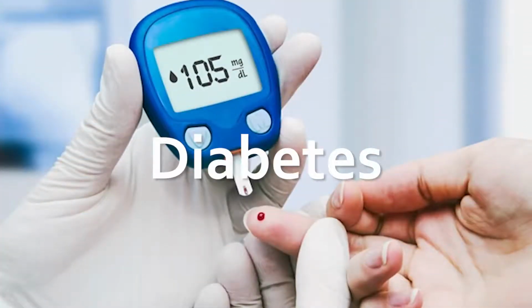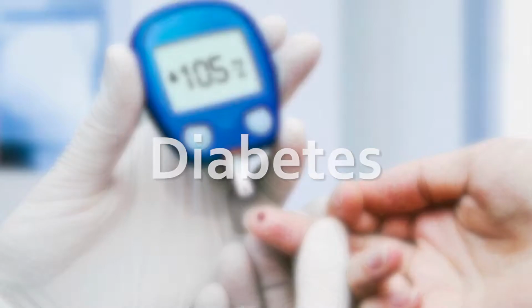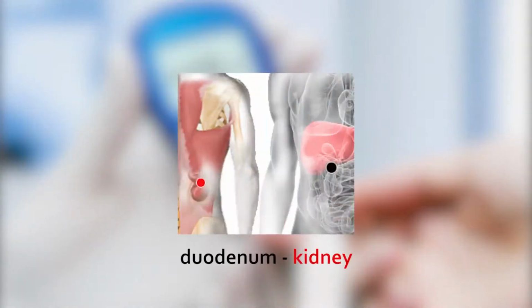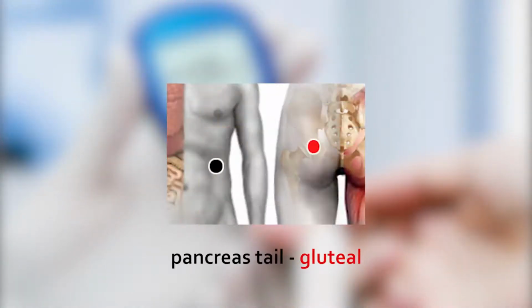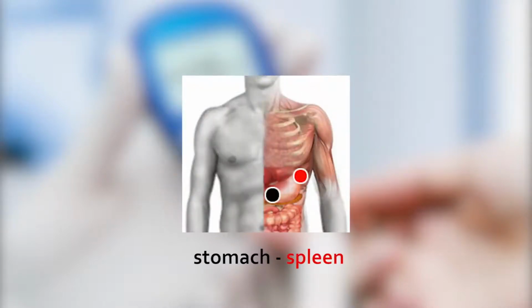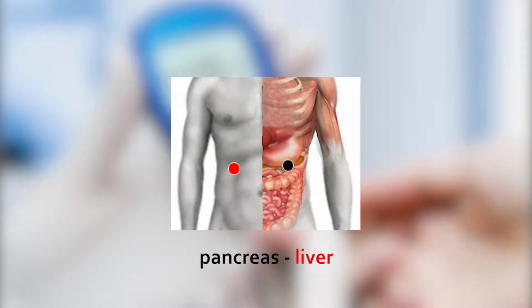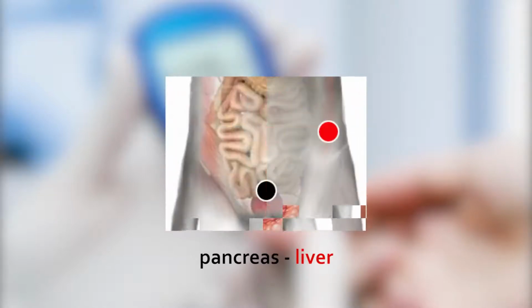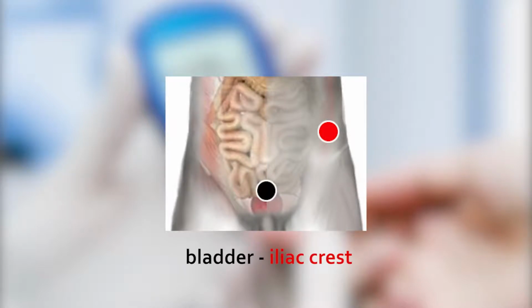Diabetes can also be associated with being overweight. In that case we can apply duodenum, kidney, or tail of pancreas, gluteal. Other biomagnetists have also applied stomach, spleen, pancreas, liver, and bladder iliac crest.